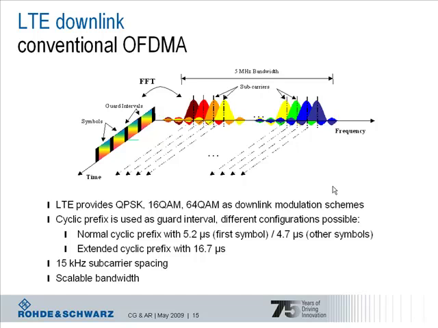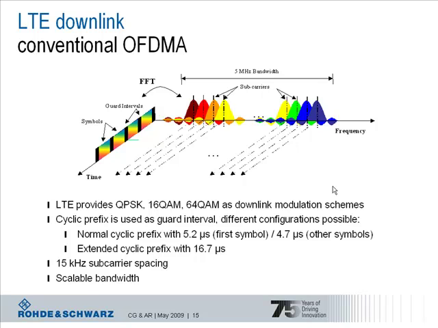The orthogonality of the subcarriers is also illustrated here. In terms of the frequency function of each of the subcarriers, you see that where one subcarrier has a maximum, all the others have a zero crossing, which represents the orthogonality of the OFDM signal.